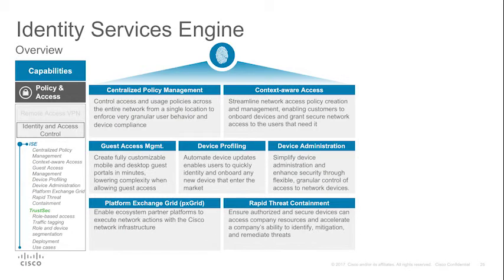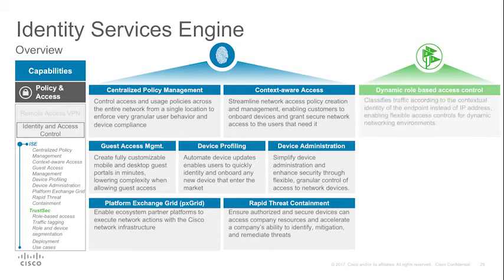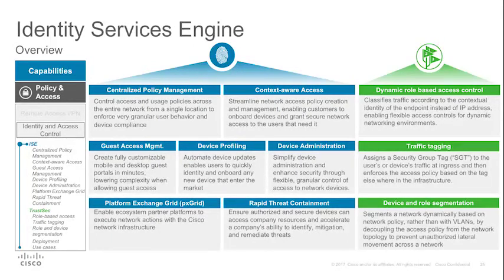And closely integrated with ISE is Cisco's TrustSec. TrustSec gathers contextual data about who and what is accessing the network. It provides dynamic role-based access control, which can be defined by business roles or whatever makes sense for a customer's organization, traffic tagging, and device and role segmentation.